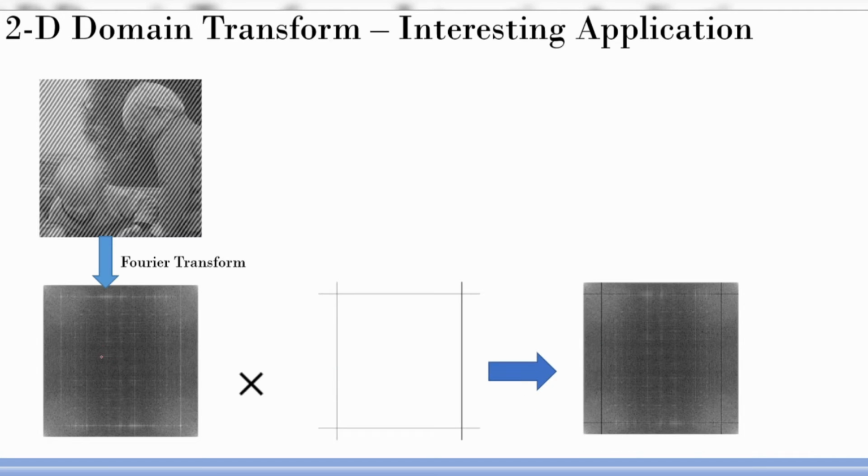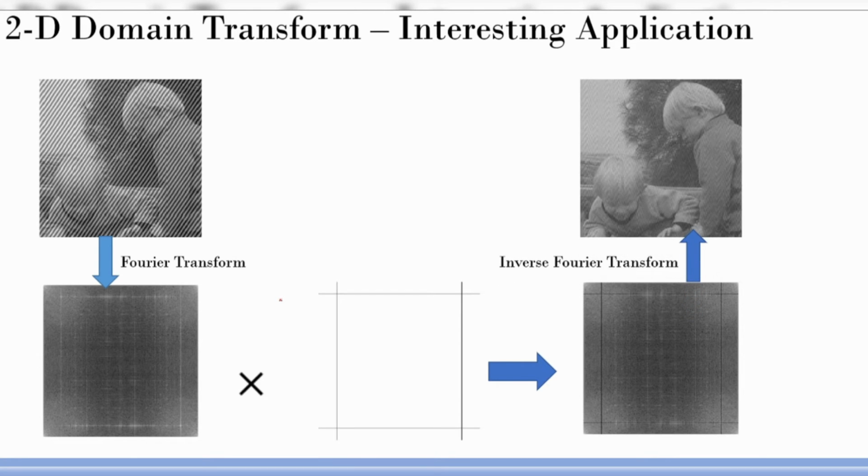So the difference between this image and this image is nothing but these bright white lines; the outer square is completely gone. Now I need to go back to the original domain. So I went to the Fourier domain, I did some operation, now I need to go back to the original domain. So how shall I go about it? I shall take the inverse Fourier transform. If I take the inverse Fourier transform, I end up getting, wow, a very good image which is sort of cleaner compared to this.